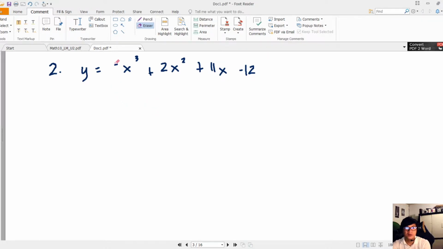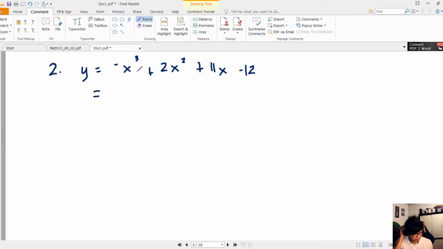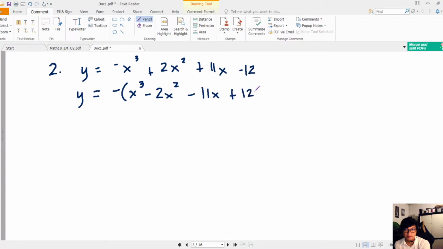So ang gawin natin siya in factored form. It is convenient pag yung leading coefficient natin positive. So kailangan muna natin i-factor yung negative. Pwede natin siyang ilabas here. y is equal to negative, tapos na iwan sa loob is x cubed. Here, since positive to, kunin lang yung opposite, that is negative 2x squared. Opposite of this one is also negative 11x. Opposite of this one is positive 12.